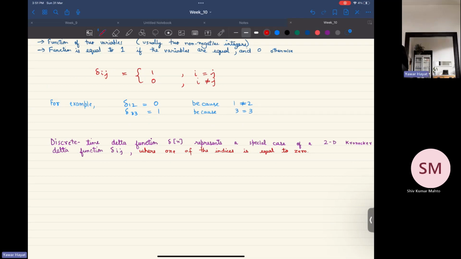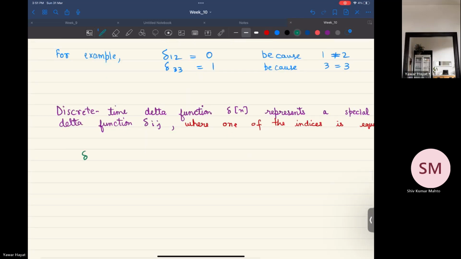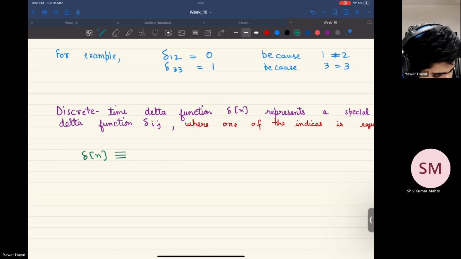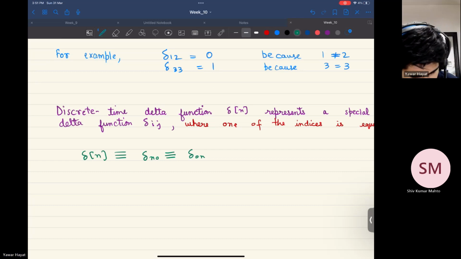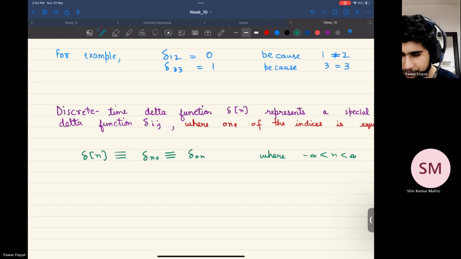So mathematically, how would we write this? Your del of n is equivalent to del of n, 0, that is equivalent to del 0, n. We are not imposing any condition. Either i could be 0 or the j could be 0, and where n varies from minus infinity to infinity.